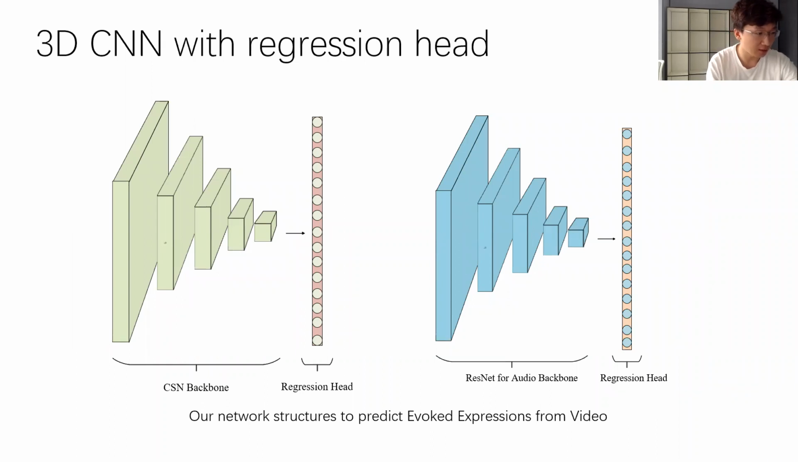For visual, we realized our network structure by replacing the classification head of CSN with a regression head. CSN is certainly one of the state-of-the-art models for action recognition using 3D convolution. For audio, we realized our network structure by replacing the classification head of ResNet for audio with a regression head.